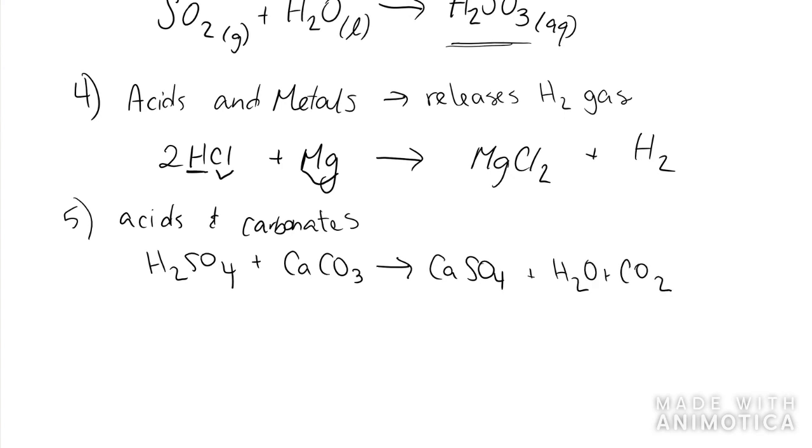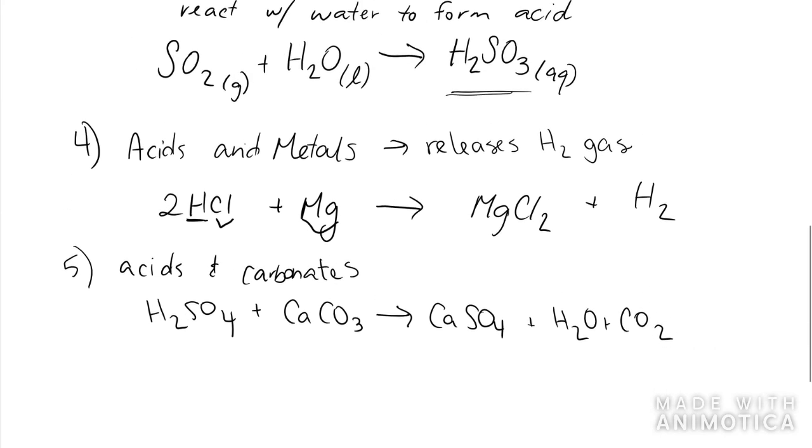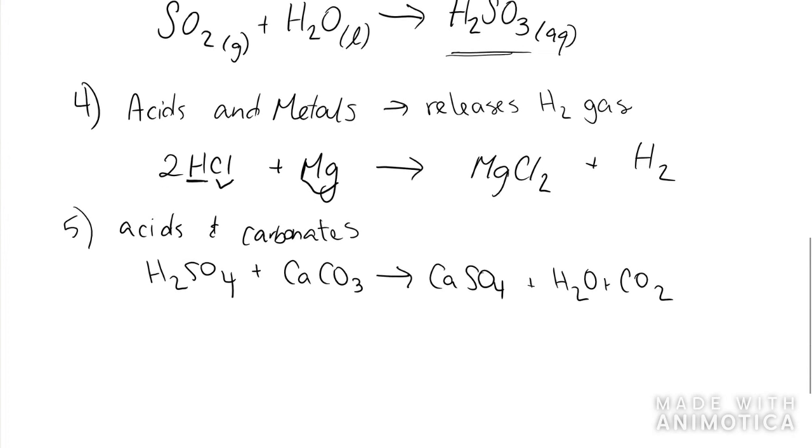and carbon dioxide. And remember, carbon dioxide, when it's in our atmosphere, and when it's in our oceans, it reacts with water and will form acid. That's just going straight back to our non-metal oxides, reacting with water to form our acid. But yes, acids and carbonates will neutralize the acid, but form carbon dioxide, which again produces our acid rain.